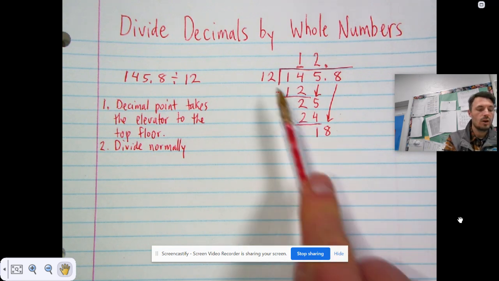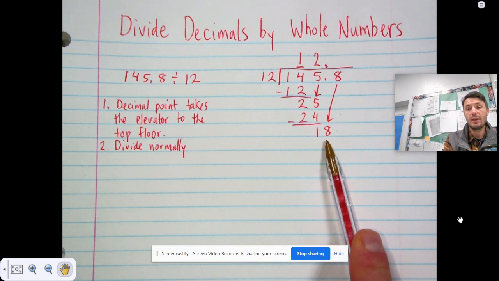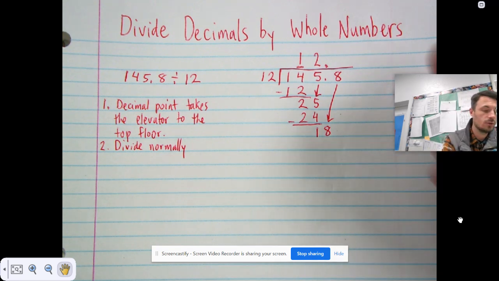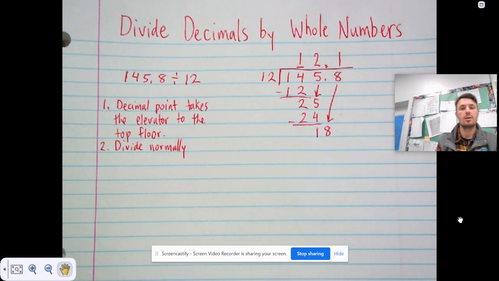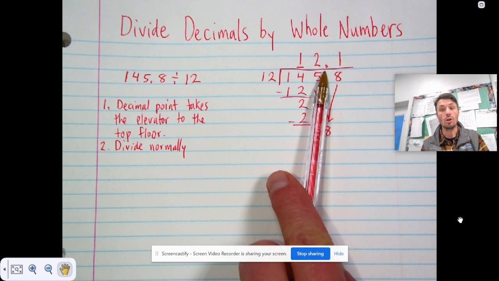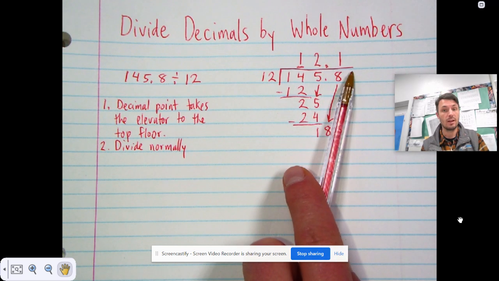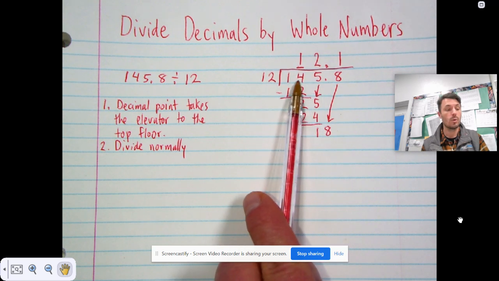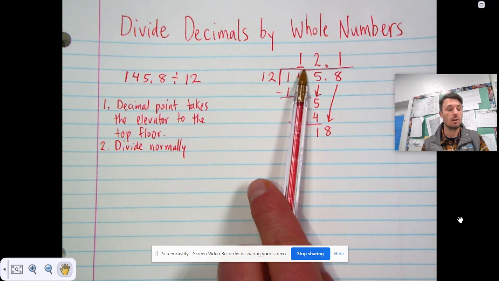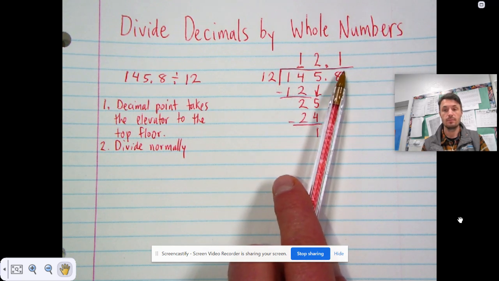Okay, 12 can fit into 18. How many times? 12 times 2 is 24. So again, that's too big, so it can only fit in one time. Now, here's why we don't write remainders when we are dividing with decimals. Because once we're to the right of the decimal, we're already in the remainder. So 145 divided by 12 would be 12 remainder something.